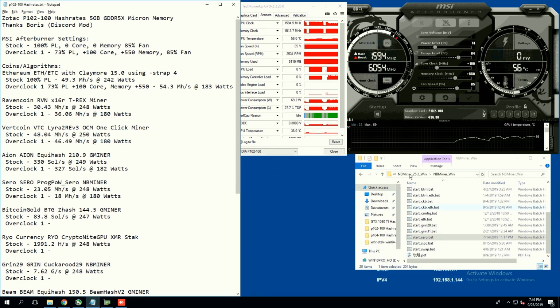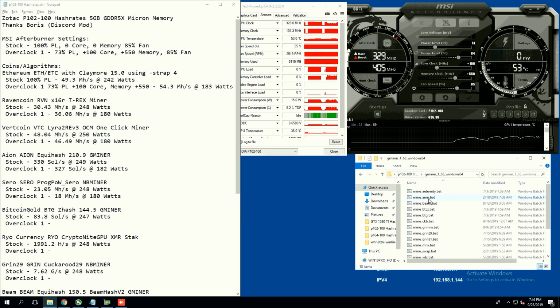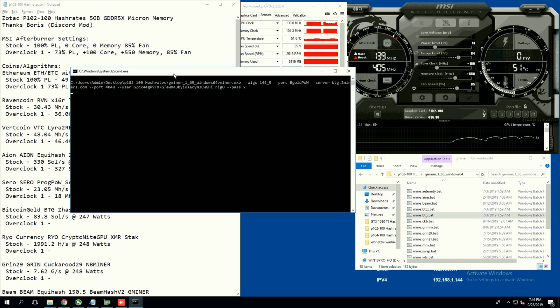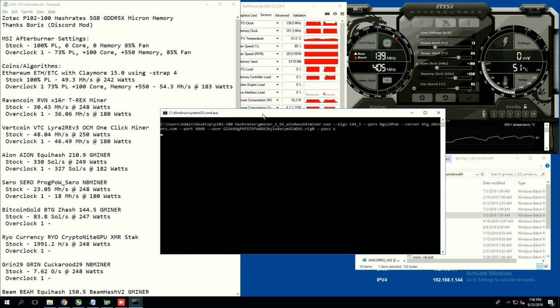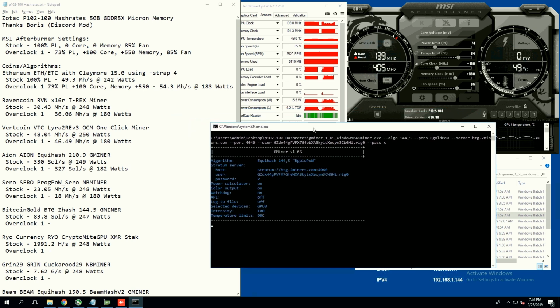Next one we're going to do is BitcoinGold. So BitcoinGold, we're going to be using GMINER. Let's see here, BTG. Initially we were able to get 83.8 sols per second at 247 watts.